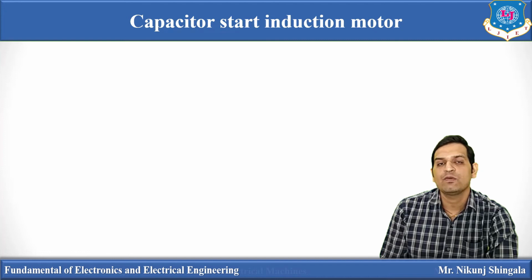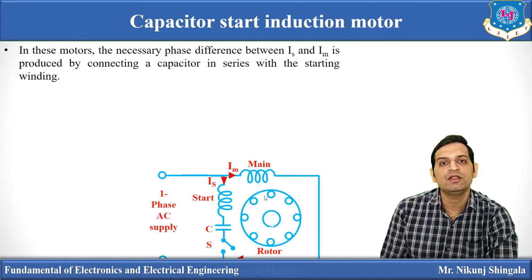Now moving towards the next one, that is the capacitor start induction motor. As the name suggests, here one capacitor is used, which is connected in series with the starting winding, and a centrifugal switch is also there. Single phase supply is given to the parallel combination of the starting winding and main winding. Now the phase difference between IS and IM can be made large by connecting one capacitor in series with the starting winding. Because if the phase difference between IS and IM is large, then large starting torque can be developed.